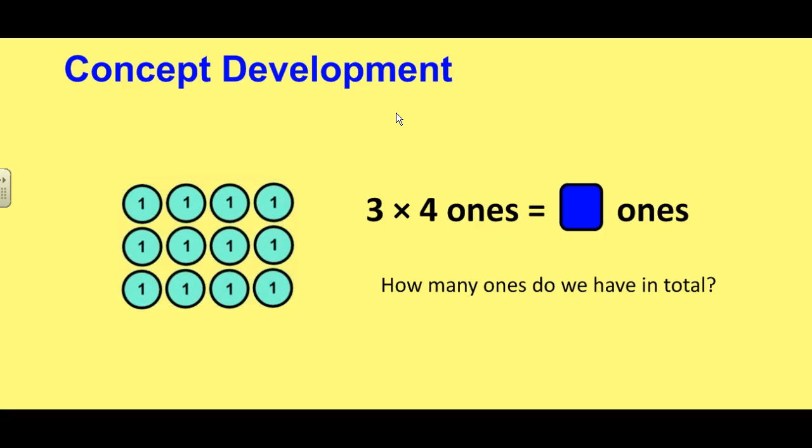So this is the array I was looking for. You have 3 rows, and in each row there's 4, and I wanted each circle to have a 1 in it. And so when we have 3 times 4 ones, that gives us 12 ones total.